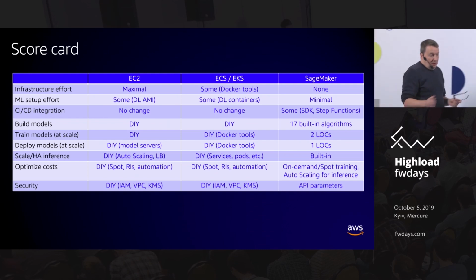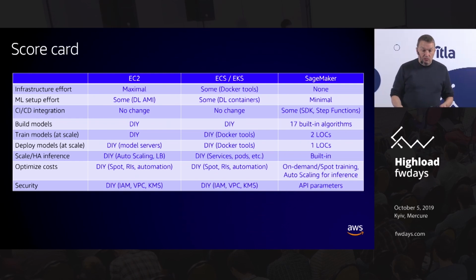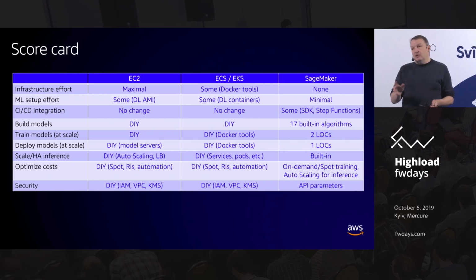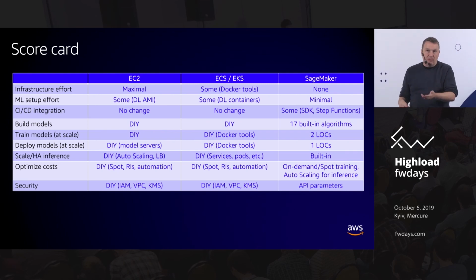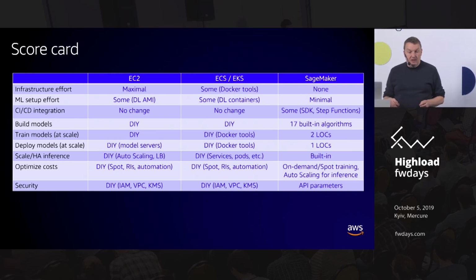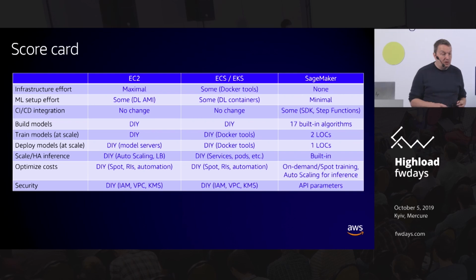So in this case, infrastructure effort, 0. ML setup, pretty much 0, because again, all those algos and all those frameworks are built in. CI/CD is probably where you will need a bit of work, because you would probably use the SDK to automate things. You can use AWS Step Functions as well. It supports SageMaker very nicely, but it's probably the area where you would need a bit of work.